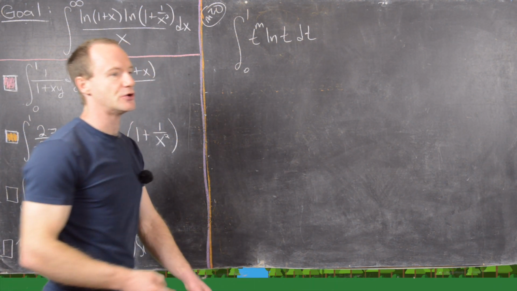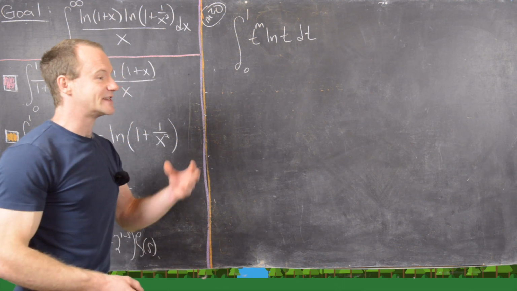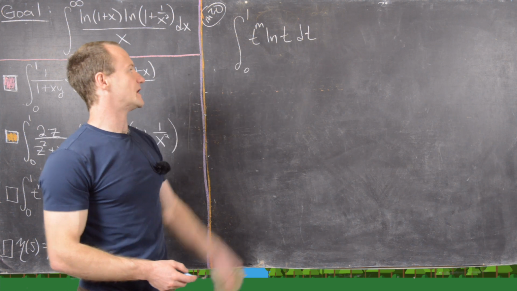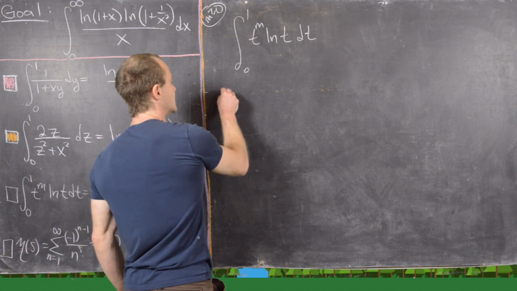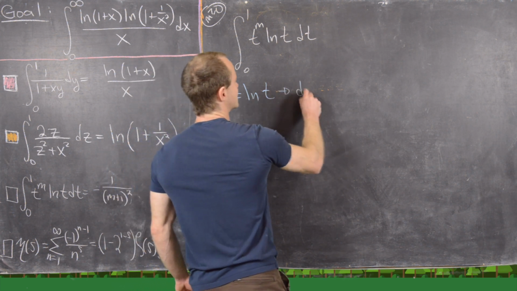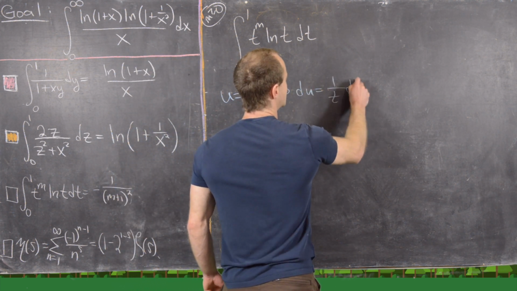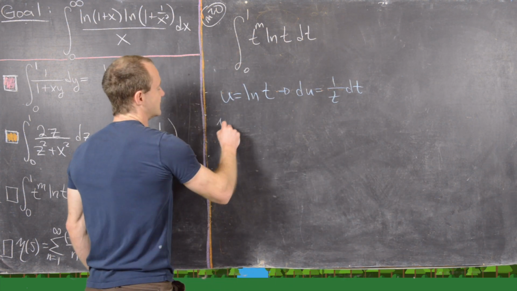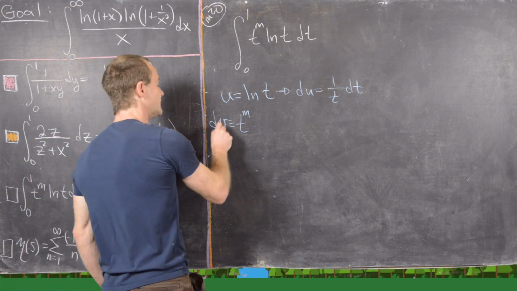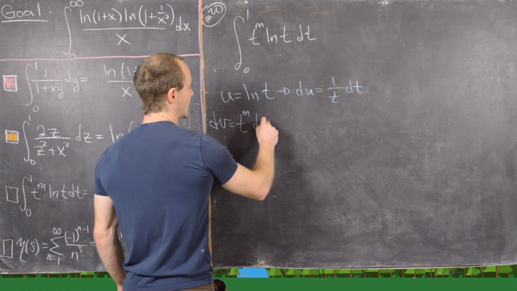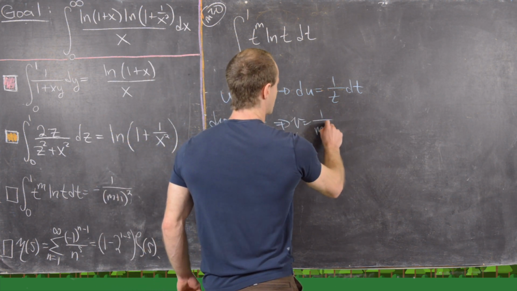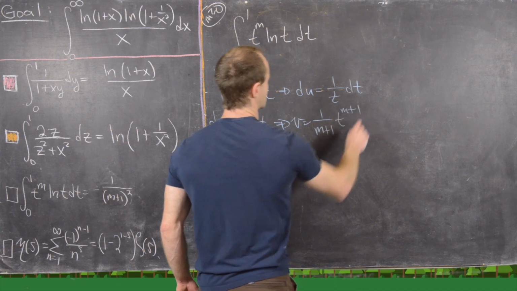So that means we need a u and we need a dv. And so we need to choose u so that when we take its derivative, it becomes simpler. So a good choice there will be u equals the natural log of t. So let's say u is equal to the natural log of t. So notice that's going to make du equal to 1 over t dt. dv will be equal to t to the m dt, but that is going to make v equal to 1 over m plus 1 t to the m plus 1.